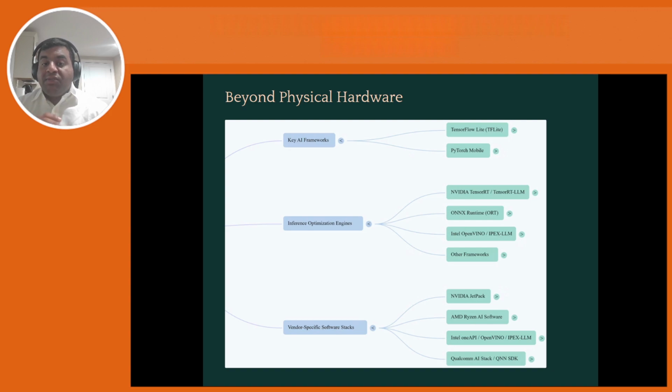Finally, the vendor-specific software stacks like NVIDIA JetPack, AMD Ryzen AI software, Intel oneAPI, and Qualcomm AI Stack provide the drivers, libraries, and the tools needed to fully leverage the underlying hardware. A mature and well optimized software stack is essential to bridge the gap between the model and the metal.